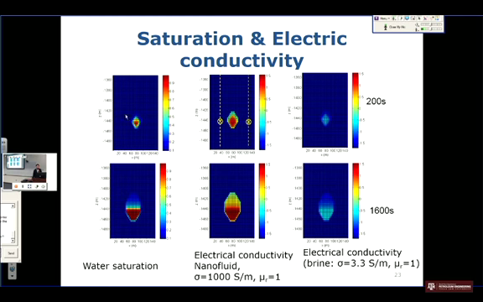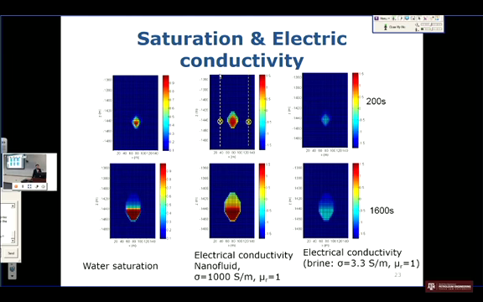Here are saturation maps at early and late times. We consider two cases. One is the nanofluid injection, and the other one is the brine injection. Nanofluid means an electrically highly conductive fluid, proppant. Then we convert the saturation map to the electrical conductivity by assuming that the mobility of the water is the same as the mobility of the nanofluid or brine.